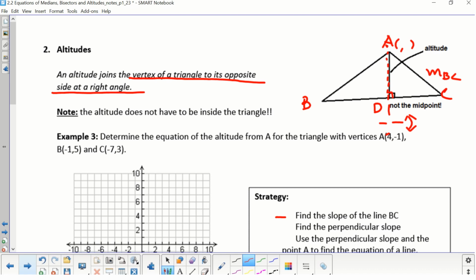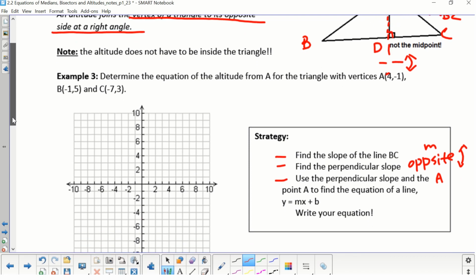Find the slope of this line, then opposite flip. We call it negative reciprocal. So opposite flip. Then after that, we have the slope, we have the point, use the slope and point to find the b. Then we have the equation. So you don't have to sketch it. I just want to show you what altitude looks like.